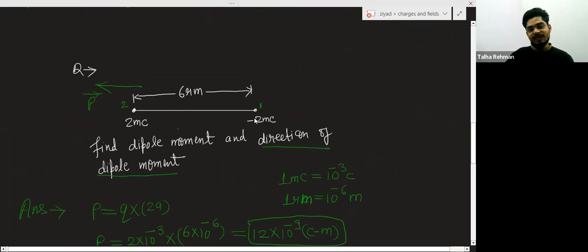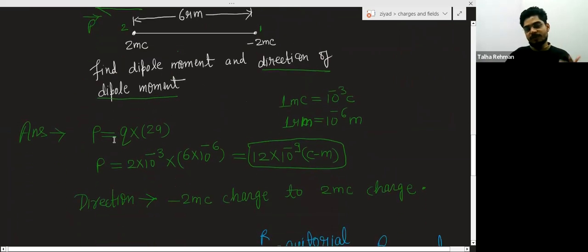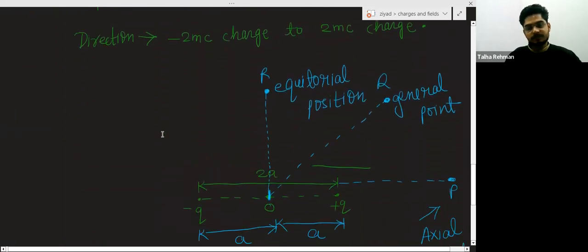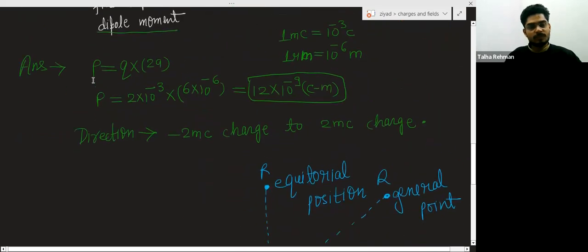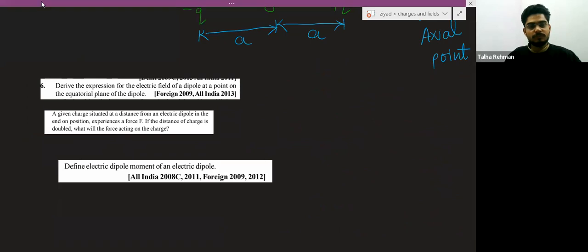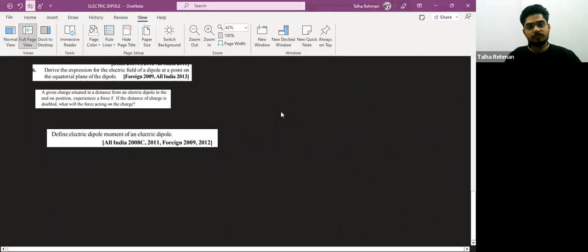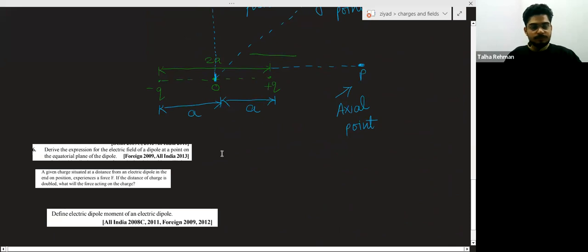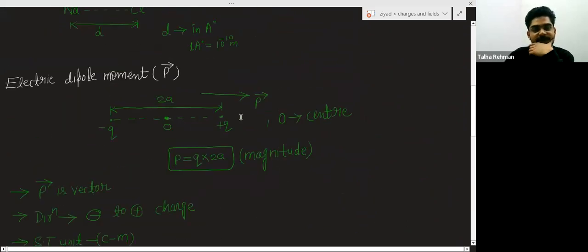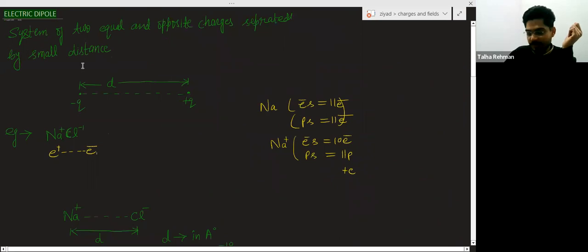In this question, two charges are separated by a distance of 6 micrometer. You can find the dipole moment. P is equal to q into 2a. Okay, after that the next topic. So I think now the electric dipole is somewhat clear.